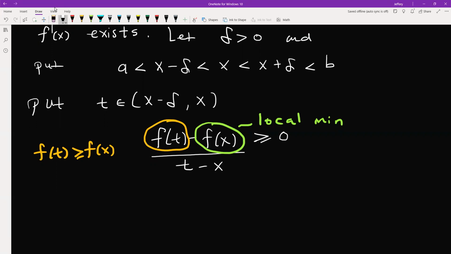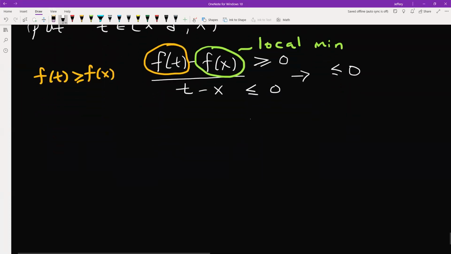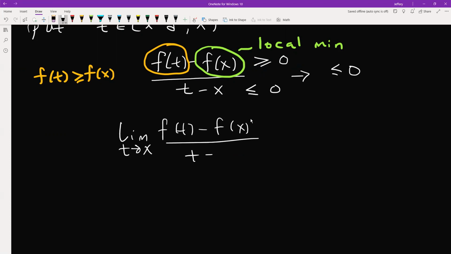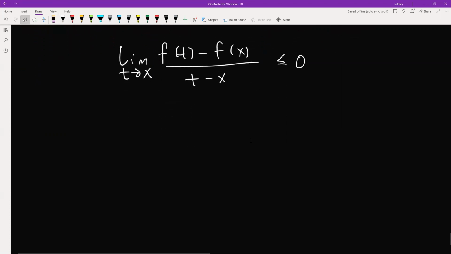What about t minus x down here? Well, t is smaller than x, right? So that means that this is less than or equal to 0. So that means my whole quotient here is negative, yeah? Less than or equal to 0. And so if I take the limit as t goes to x for f of t minus f of x over t minus x, what do I get? I get something that's less than 0. This thing is negative. Okay, so that's part one, basically. We'll say this is equation 1.